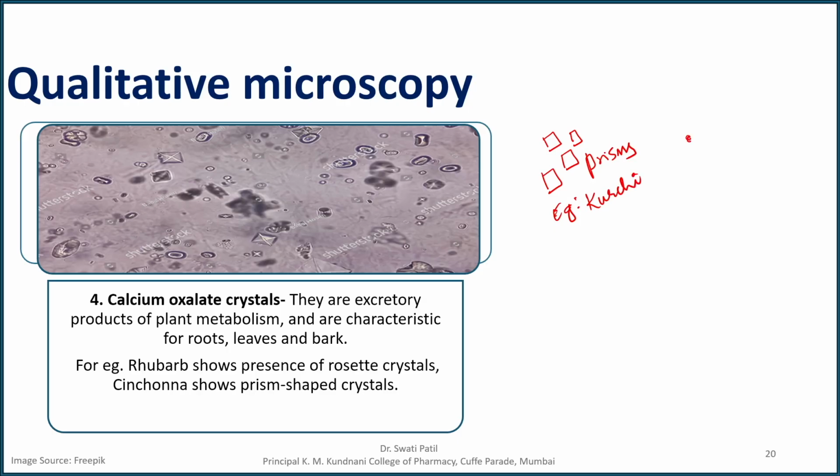These are calcium oxalate prisms which help us identify that the given powder may be kurchi along with other diagnostic characteristics. If you see rosette type of calcium oxalate crystals, small tiny earring like stud like crystals, this is very distinctly seen in rhubarb powder. Rhubarb rhizome powder, we can see these crystals, or if you can see needle like crystals, this is seen in squill. So, by looking at the kind of calcium oxalate crystals, we can identify a particular herb.